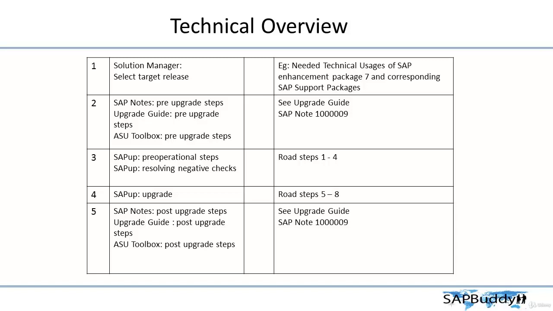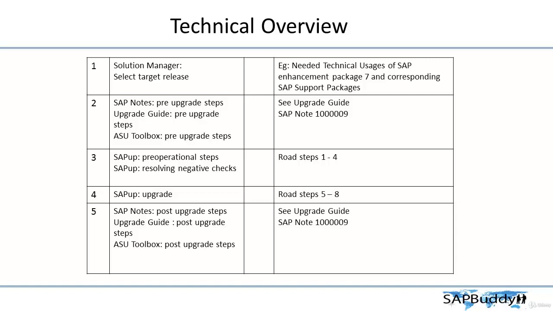Then we also need to refer to the notes, and there is a note which will describe the SUM toolbox. This note number is 1000009. This is a very important note where it will give you the toolbox which you can use during the upgrades. This is also quite important, so you need to read these notes in order to understand and prepare the toolbox.